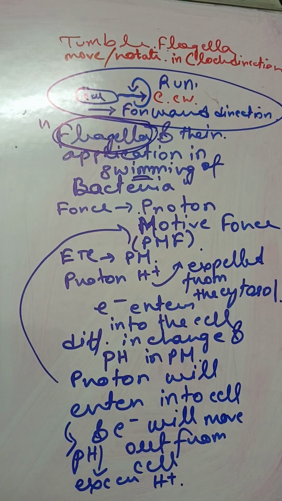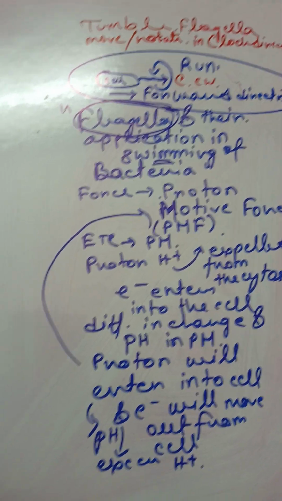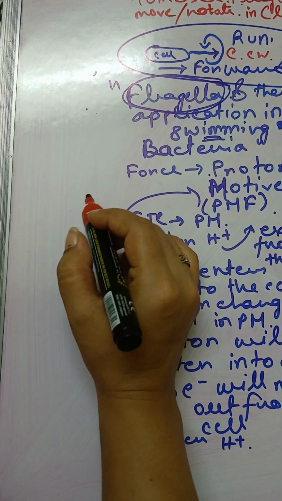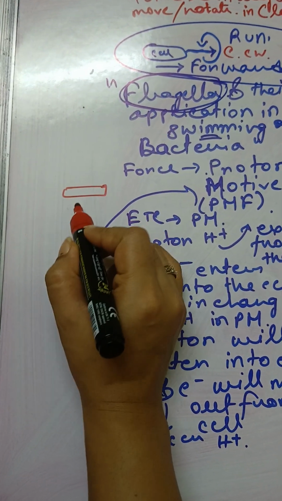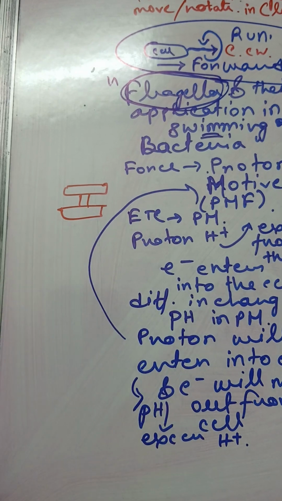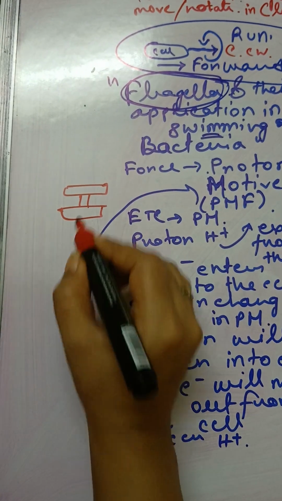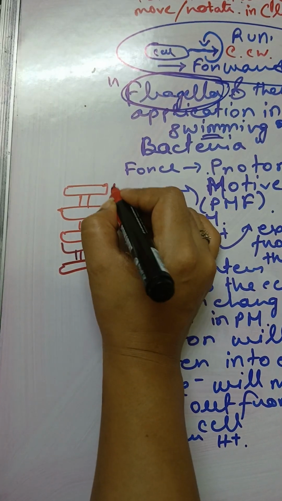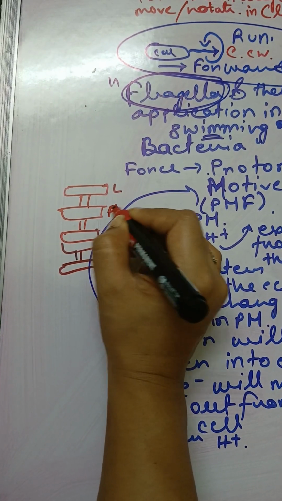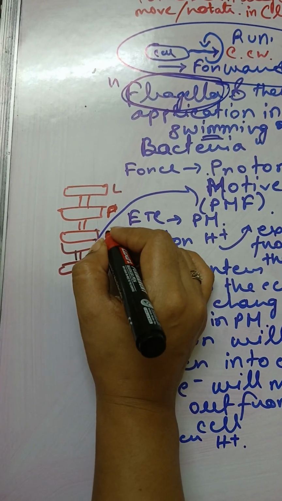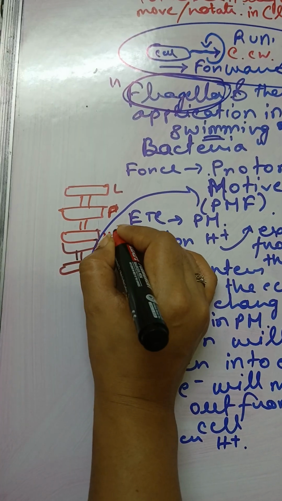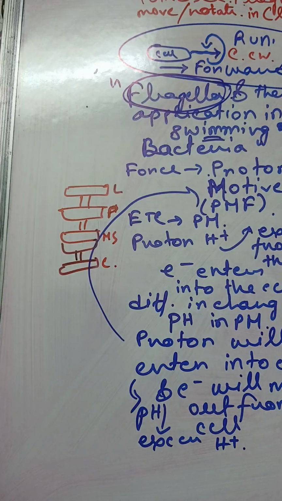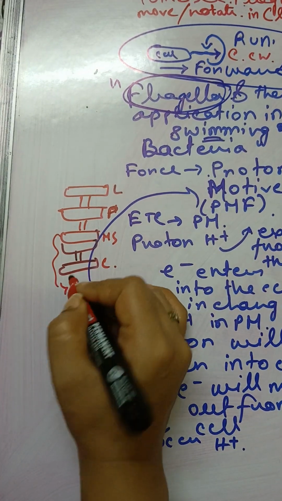Here is also another thing which is very important: in case of gram-negative bacteria, you all know that there is a basal body which has 4 rings in the cell wall and plasma membrane site. This is the L ring, P ring, then there is the MS ring and C ring. This MS ring and C ring act as a rotor.